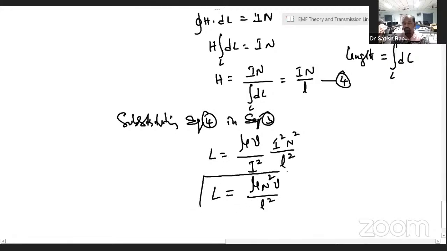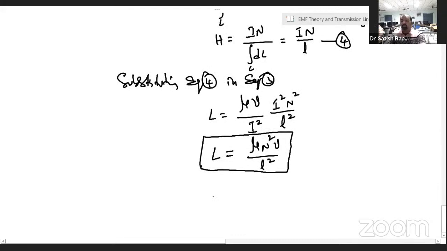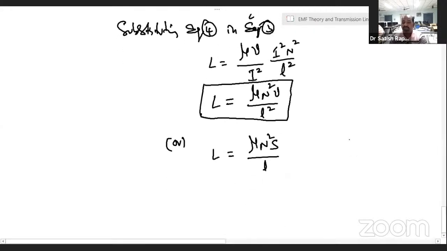This is inductance, right? L is equal to mu N square S by l, right? Mu N square S by l, right?